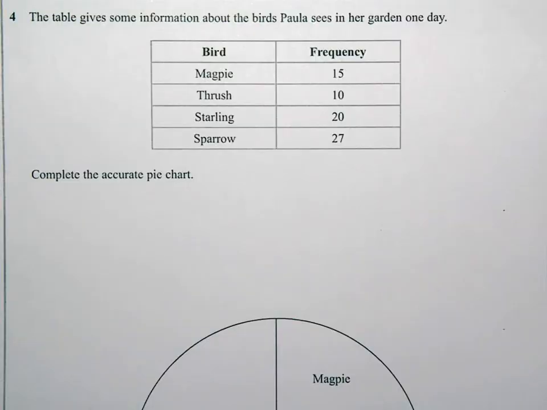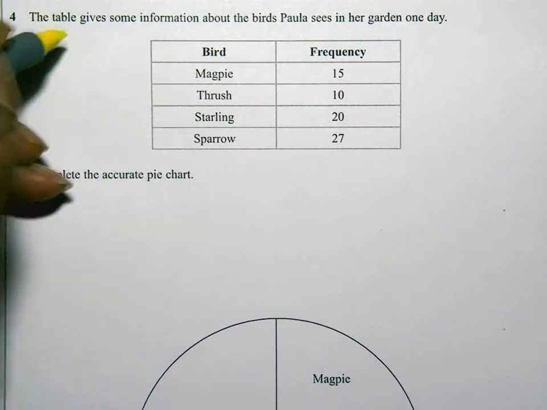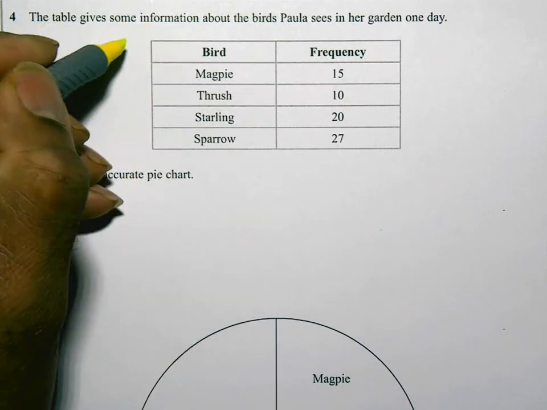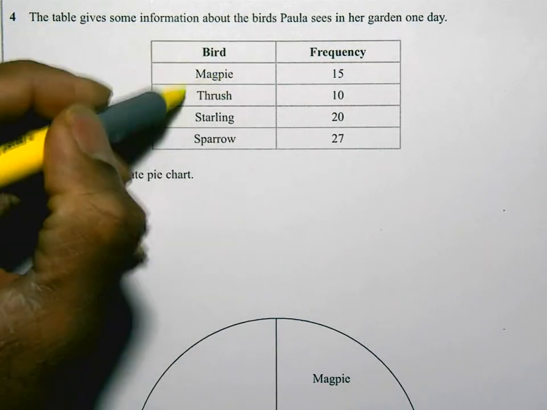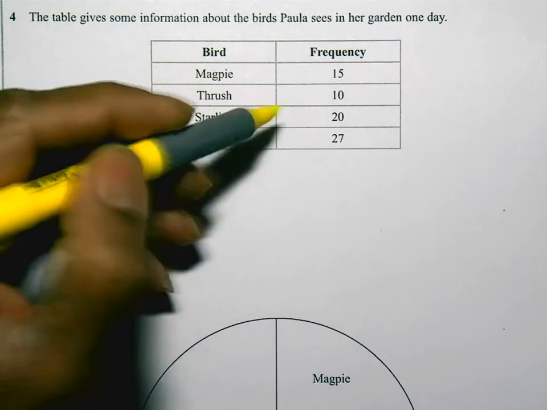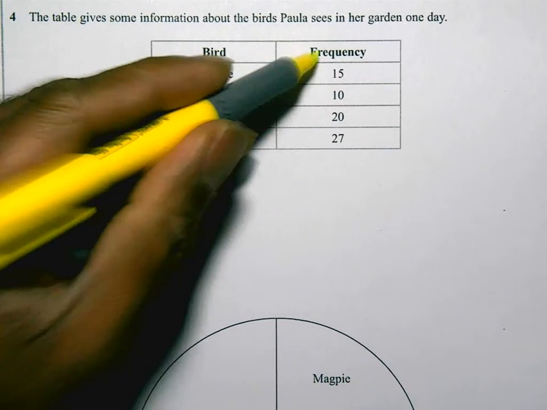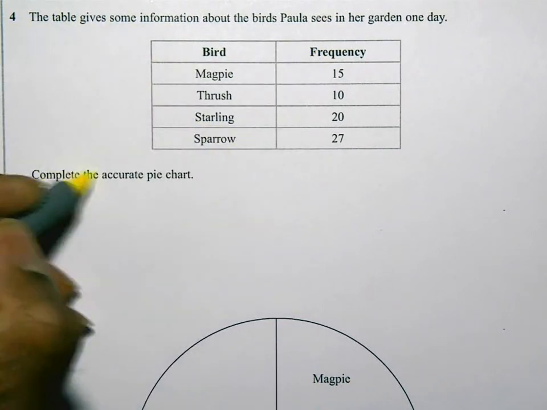This is question 4 on the higher calculator paper. So let's just read the question first. The table gives some information about the birds Paula sees in her garden one day. So the birds she sees are magpie, thrush, starling, sparrow, and here's the frequency. That's how many she saw altogether. Complete the accurate pie chart.